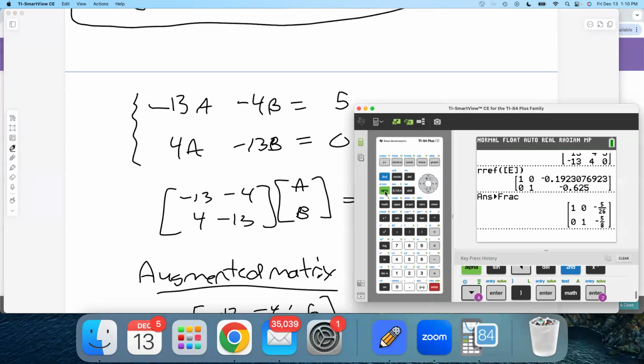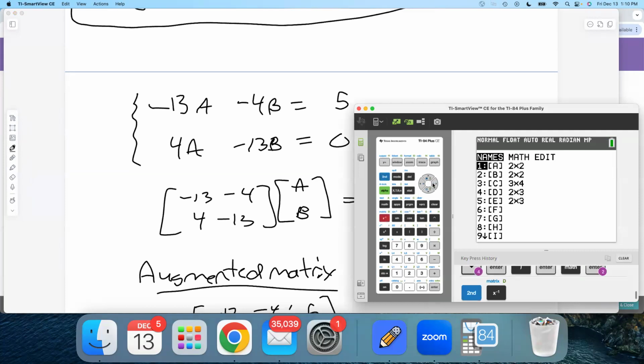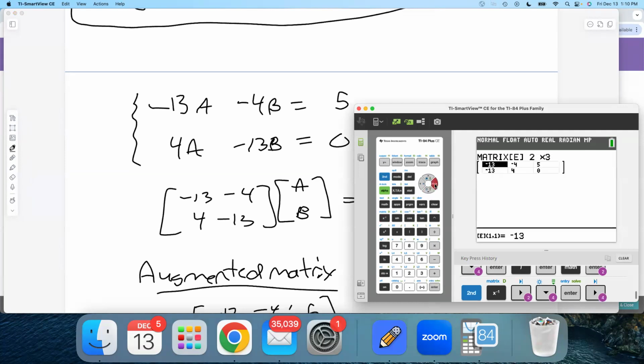So quick fix here, we just come back into the matrix. We got to go to edit to get there. That was matrix E. And I can just scroll through, hit enter. This was 4 and -13. Enter. Quit. Get out of here.